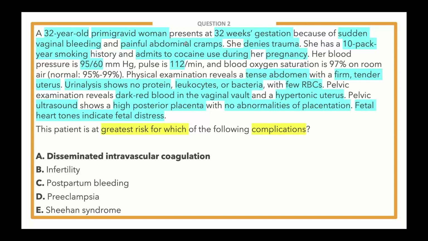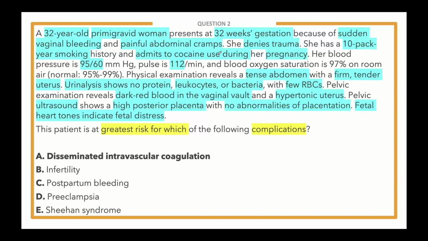Answer choice C, postpartum bleeding. This can occur for a variety of reasons: trauma, coagulopathy, uterine atony. Postpartum bleeding can also be a symptom of placenta accreta, increta, percreta. And those are your various types of abnormal attachment, okay? In this patient's case, postpartum bleeding is not what's going on, not what this patient is at risk for.